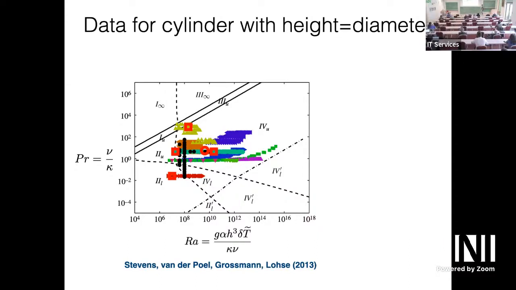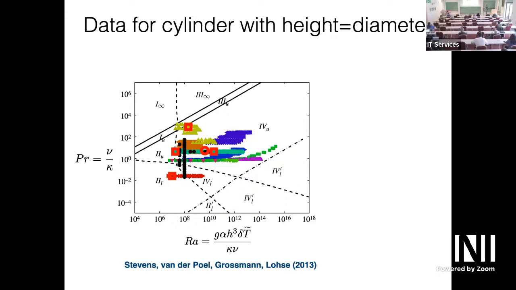Hopefully I'll have time to talk about that later. But let's just say that all these colored dots are, notice it's Prandtl on the vertical axis, Rayleigh on the horizontal. All these colored dots are where there is some data from experiments or simulations. And see, the Prandtl number range goes from about 10 to the -2, so that would be liquid metals, up to 10 to the 3, so that would be like a thick oil, maybe. And the Rayleigh number is going out to about 10 to the 15.